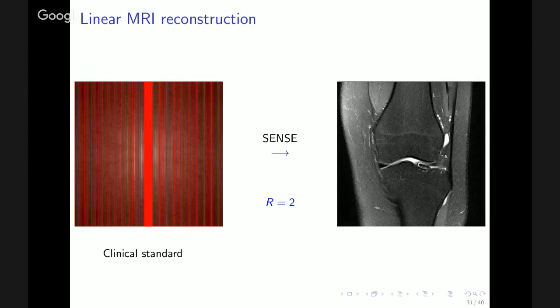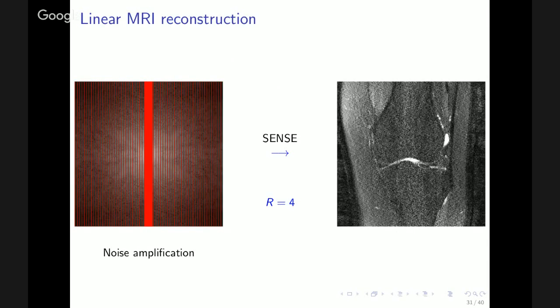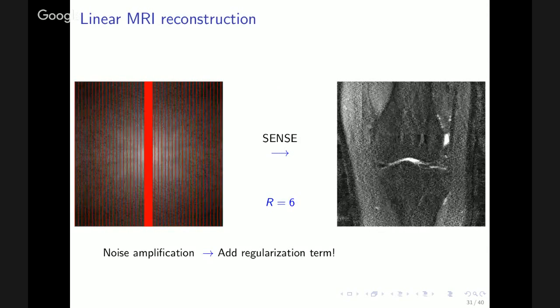So how does it look like for real-world data? In the clinical standard nowadays, what you use is a subsampling factor of 2. And with this approach, you get nice images. This is the quality you usually have. But when you start to subsample more, for example, factor of 4, you start to amplify noise. And if you even subsample more, factor of 6 here, then you have a lot of noise here. And of course, it turns out you need some smoothing, some regularization in order to get better results.